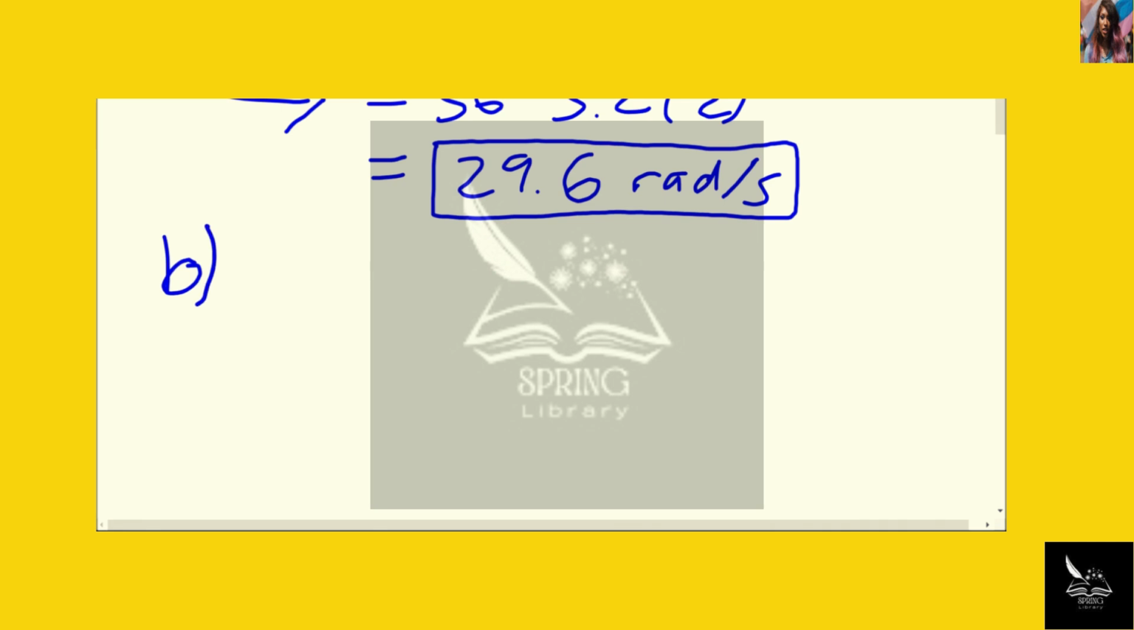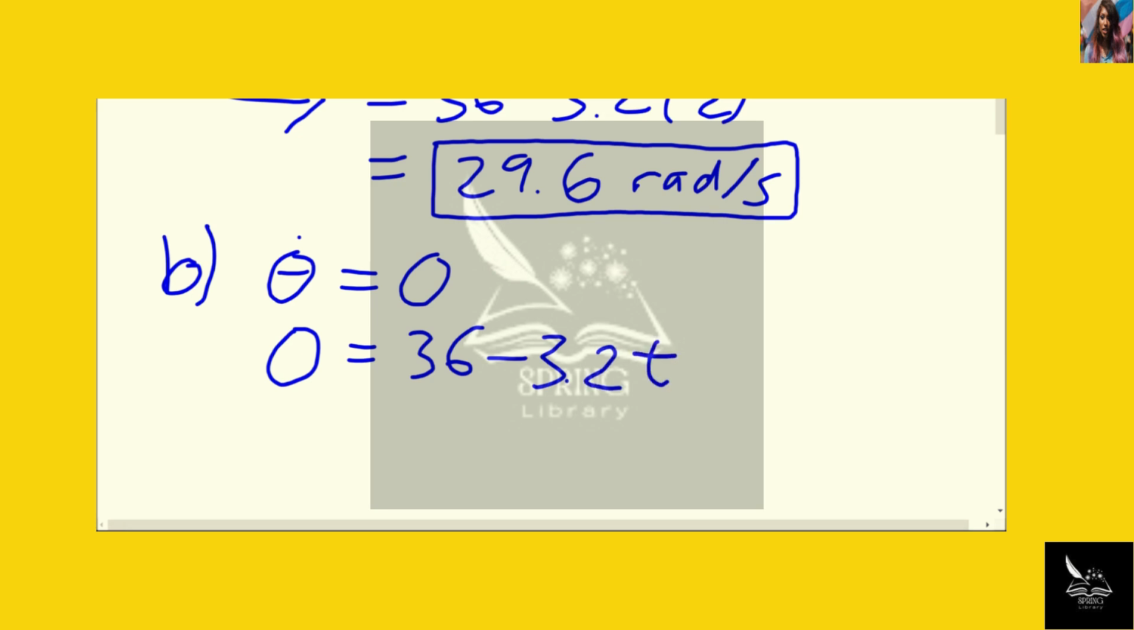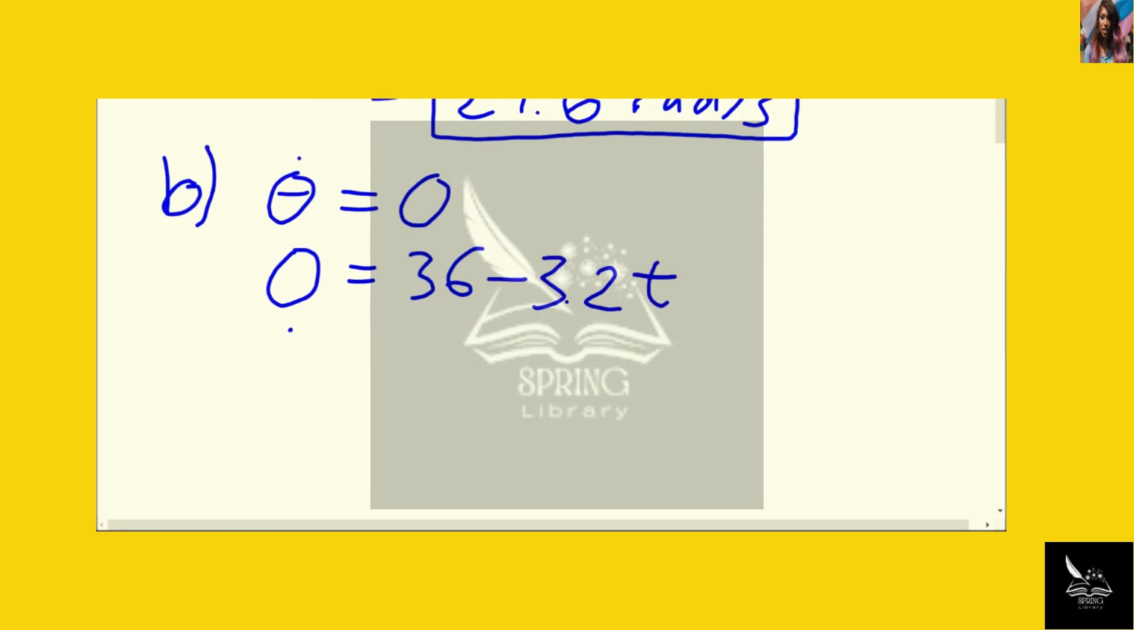Moving on to part B, now we need to find the number of revolutions executed by the drum before it comes to rest. So a way to do this is to first determine when it actually comes to rest. In other words, find the time t at which our angular velocity, theta dot, equals 0. So let's set our equation for theta dot equal to 0, and then just solve for t.